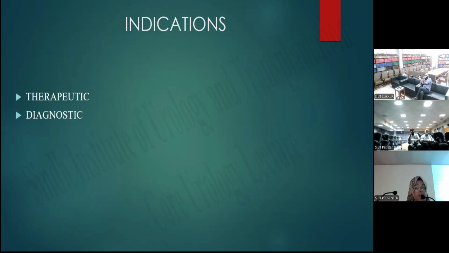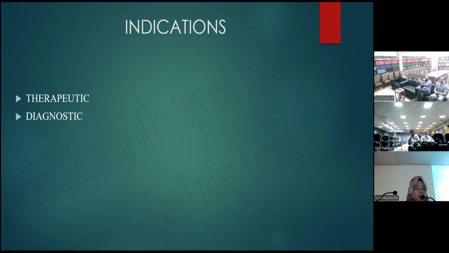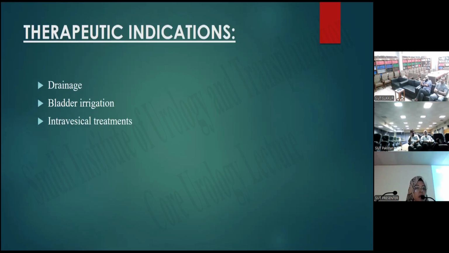Now we are discussing the indications of lower urinary tract catheterization, which are divided into therapeutic indications and diagnostic indications. Among the therapeutic indications comes drainage. In cases of acute urinary retention secondary to BPH, clot retention, or strictures, drainage is required. An emergency drainage can be done that will allow the clinician time to plan for the definitive procedures. If the patient presents with hematuria, then bladder irrigation can be done.